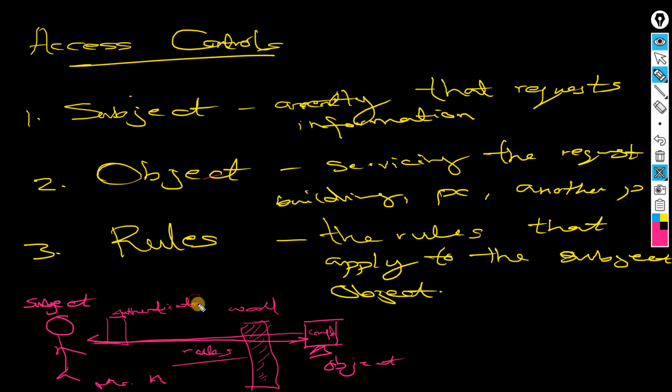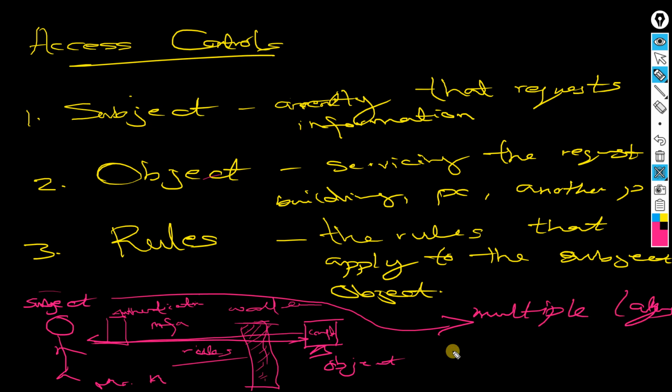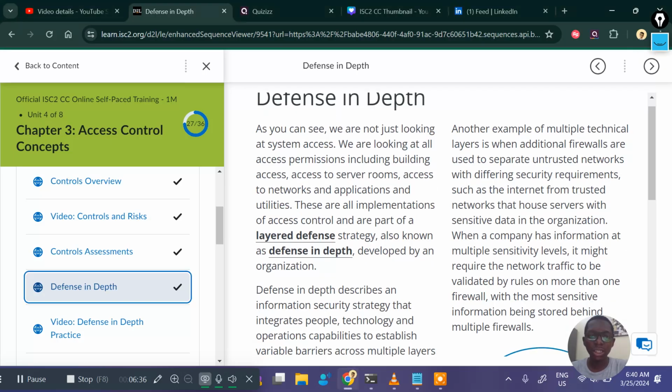Maybe even have to put an MFA, and before he even gets to the PC, he has to go through the fence that has security guards on it. That whole process of multiple layers to security is called defense in depth. Defense in depth. So that's basically what it is about.